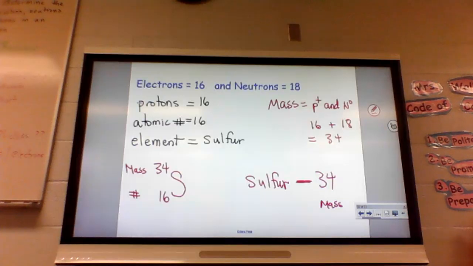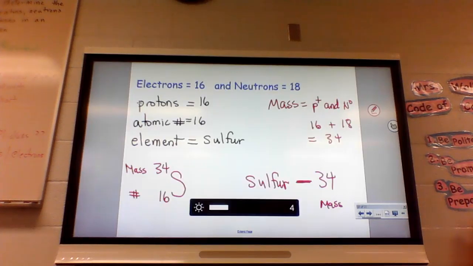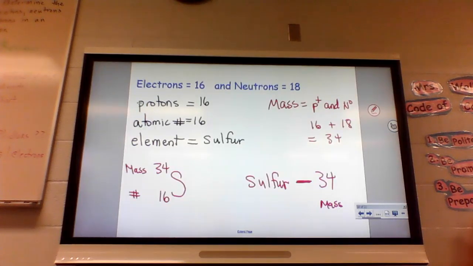Can we round? No, you should not be doing any rounding. You're not using the mass on the periodic table at all. You gotta find it from adding the protons to the neutrons. Because to find mass, it's protons plus neutrons. You just said 12 plus 12. If you get to the point you want to round something, you're doing something wrong.